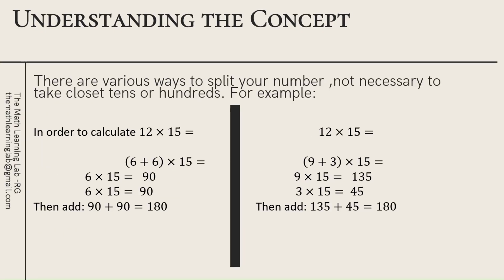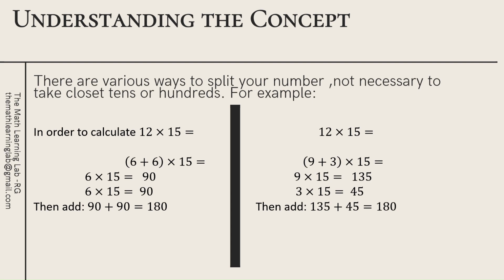Now, there are various ways to split your number. It's not necessary that it has to be the closest to the tens or hundreds. You can think of any way. For example, if I want to do 12 times 15, you can do 6 plus 6, you can do 7 plus 5, you can do 9 plus 3, whatever is the most convenient for you to split. And follow the rest of the steps the same and you will have your answer.